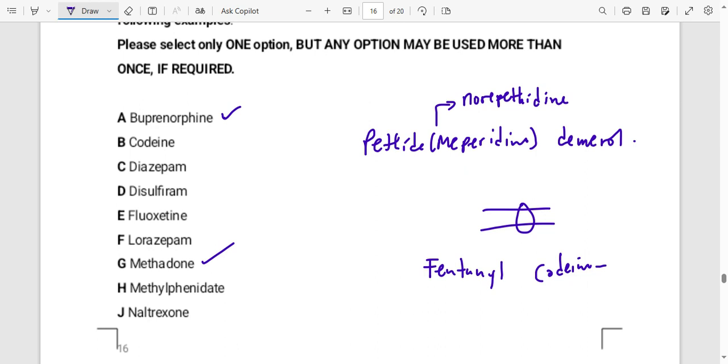And then you have got antidotes. So remember we mentioned methadone. Methadone is used for dependence, but the antidotes are naltrexone and naloxone. Those two are used as antidotes to opioid dependence.